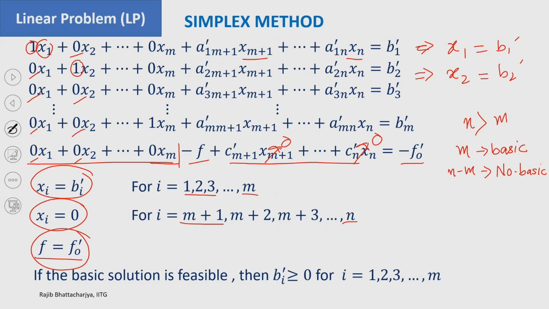So, if the basic solution is feasible, then whatever b I dash you are getting must be greater than 0 for I equal to 1 to m. That is, b 1 to b m must be greater than 0. Then I will say that the basic solution we got is actually a feasible solution.